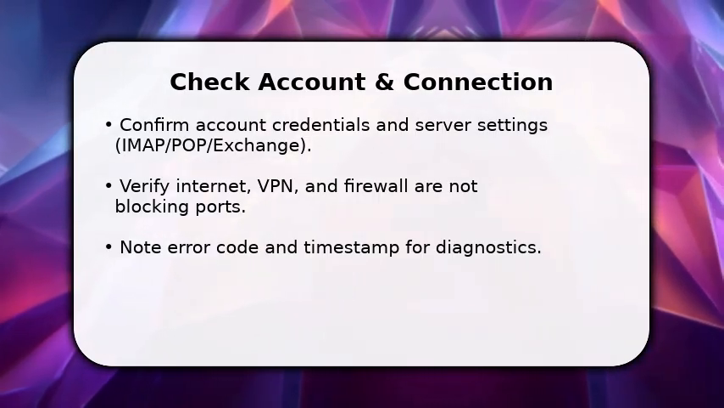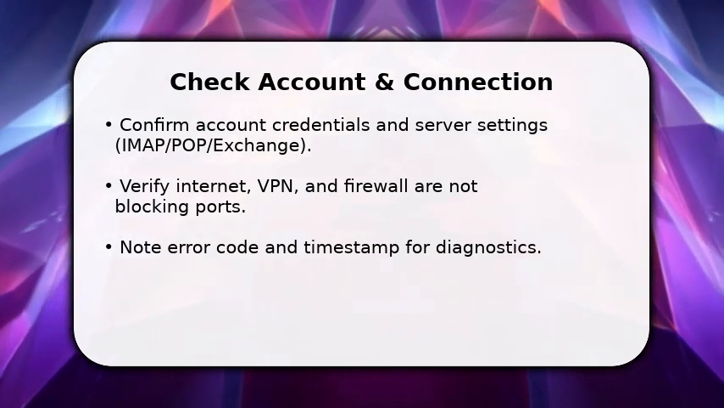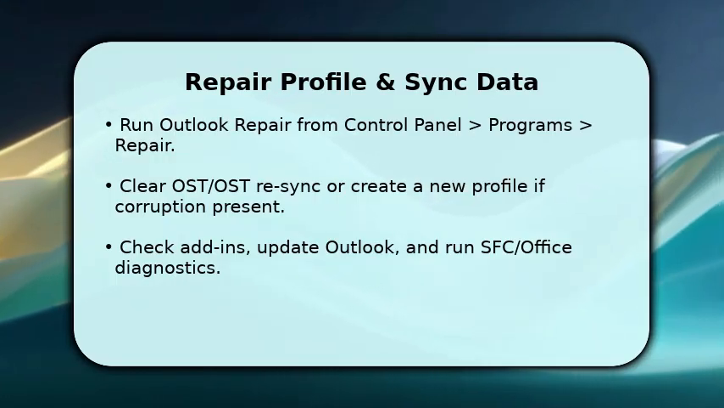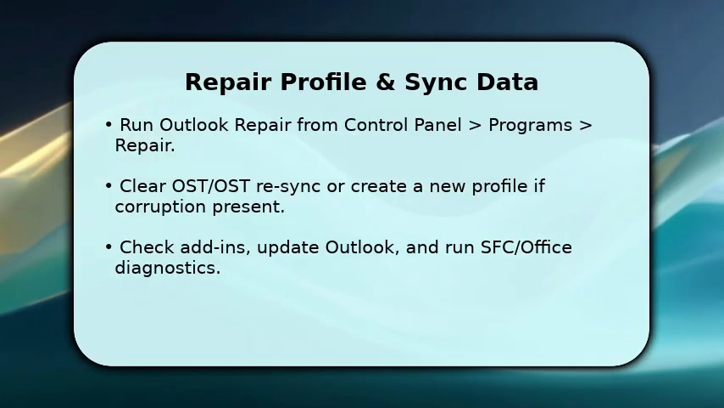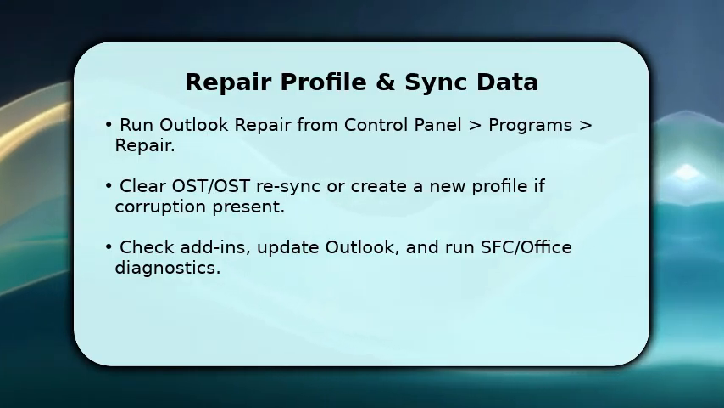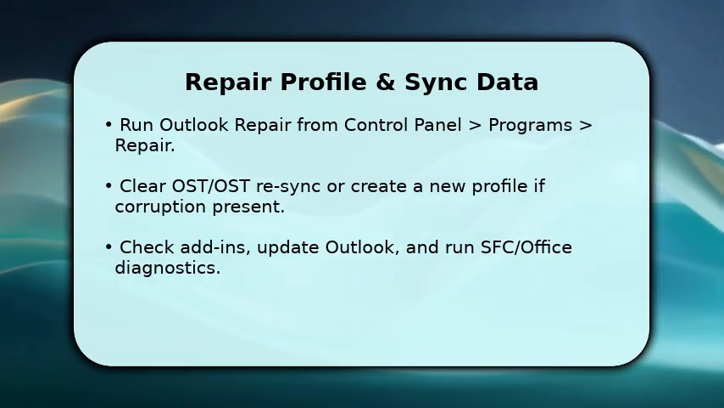Now proceed to remove cached credentials and reset the local sync to force a fresh connection attempt. Once the connection check is done, repair the Outlook profile and data files to address corruption. You should run the built-in Office repair and then remove or rename the OST file so Outlook rebuilds it on next start. This forces full resync.